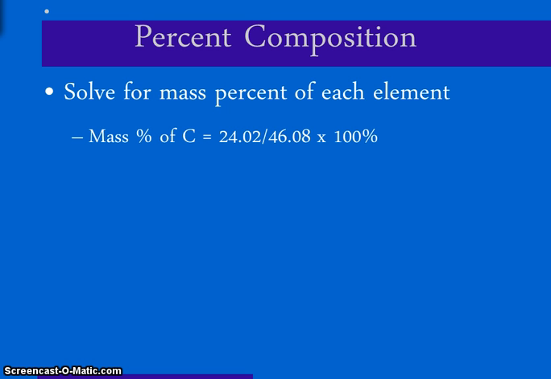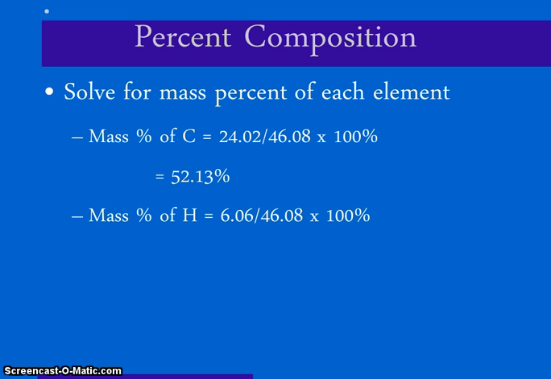So the next thing we want to do is solve for the mass percent of each element. So if we look at the mass percent for carbon, we would take the mass of carbon in the compound, which we determined to be 24.02, divided by the total, which we determined to be 46.08, and multiply that by 100. And that would tell us that the mass percent of carbon in ethanol is 52.13%.